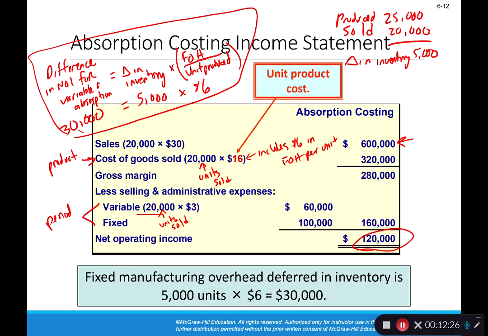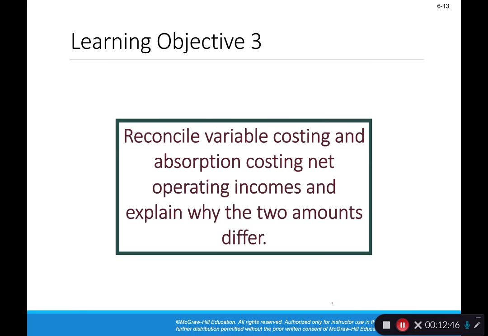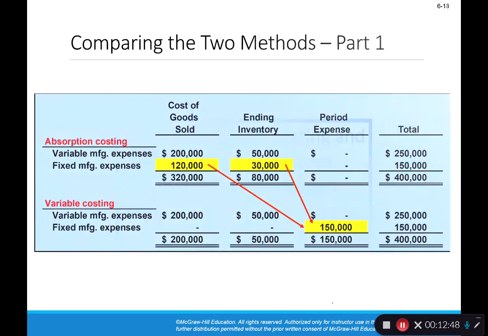So we already got the fixed overhead divided by the units produced to arrive at the $6. So the $6 represents the fixed overhead per unit. And that gets us our differential, which is 30,000. We'll talk about why absorption is higher than variable income in a little bit. So let's do that reconciliation.